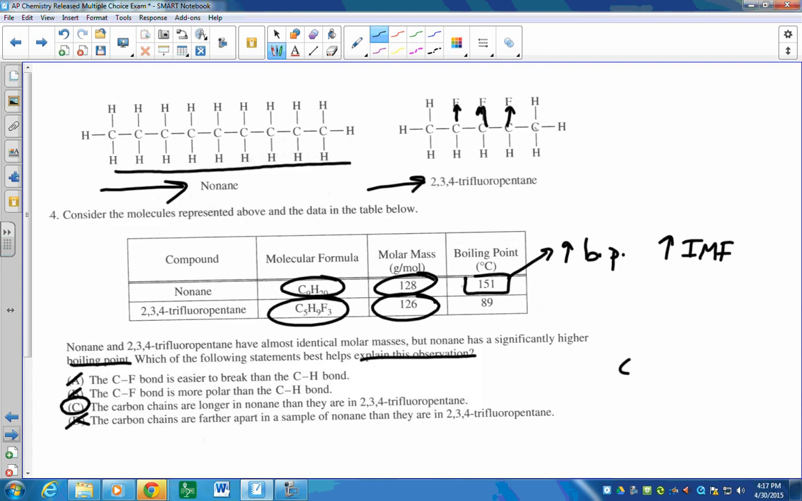And so the best explanation for this seemingly ridiculous fact, that nonane has a higher boiling point than 2,3,4-trifluoropentane, even though trifluoropentane is slightly polar and nonane is nonpolar, and they have the same London dispersion forces, is that you look at how close their molar masses are. Remember, molar mass is a function of how many electrons, but don't say molar mass, just say polarizable. And so the only thing that explains this adequately is the length of the carbon chain, and that's what it is.